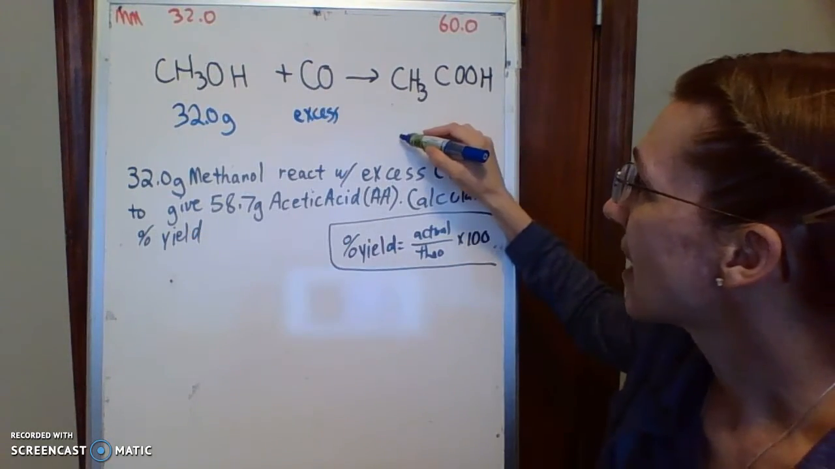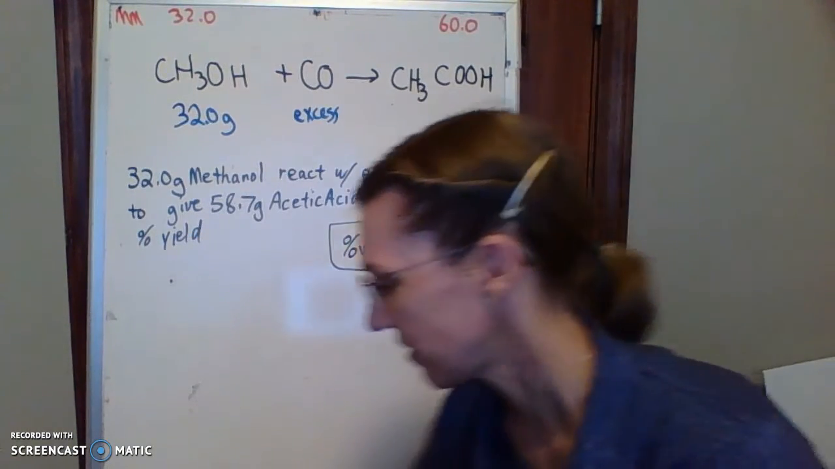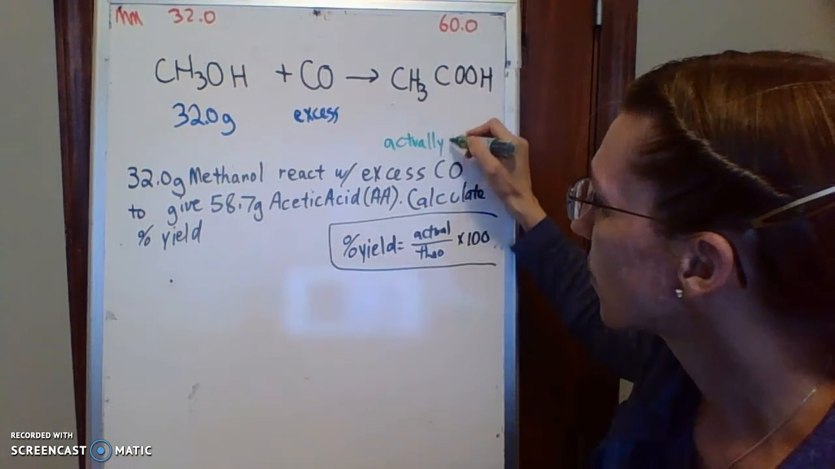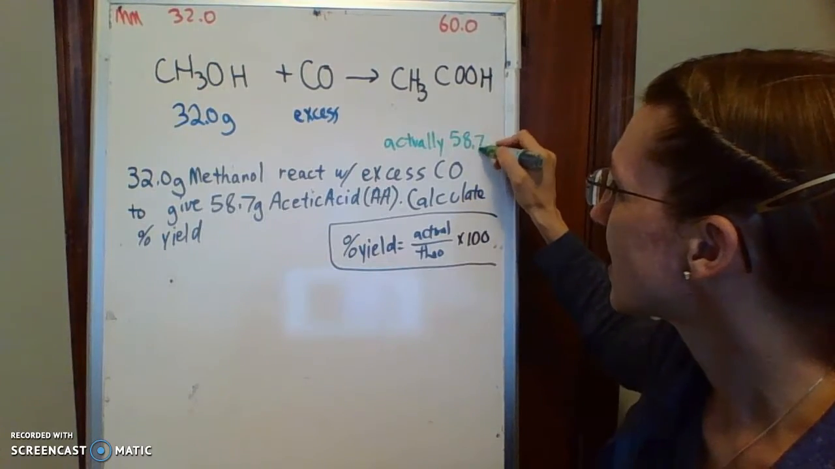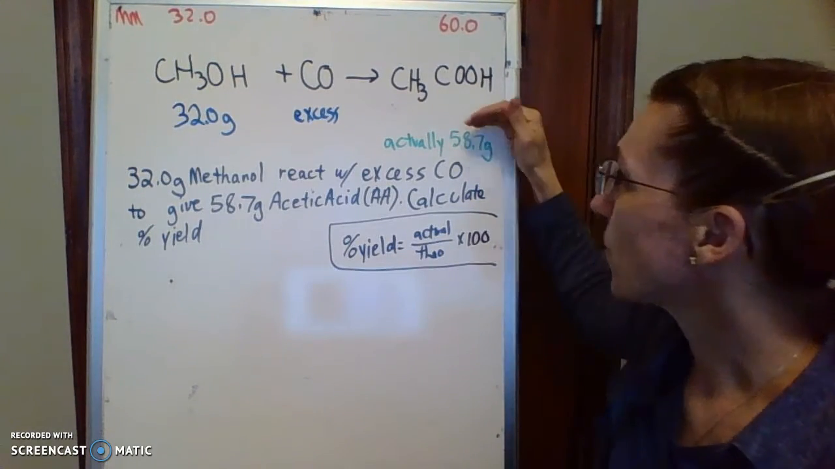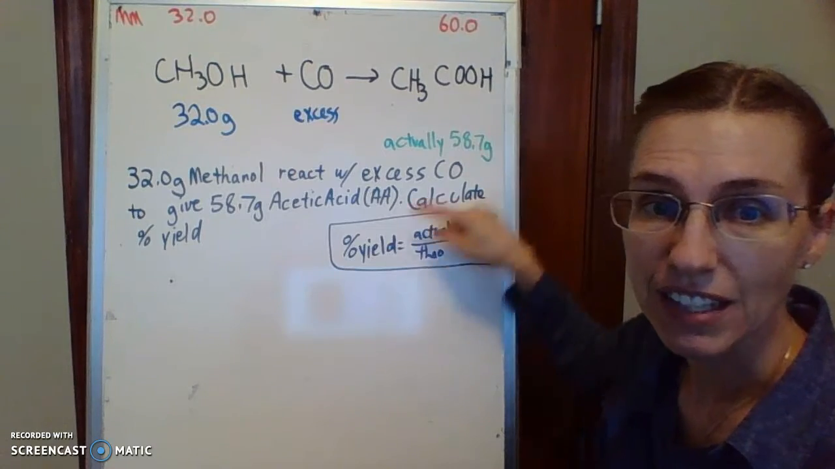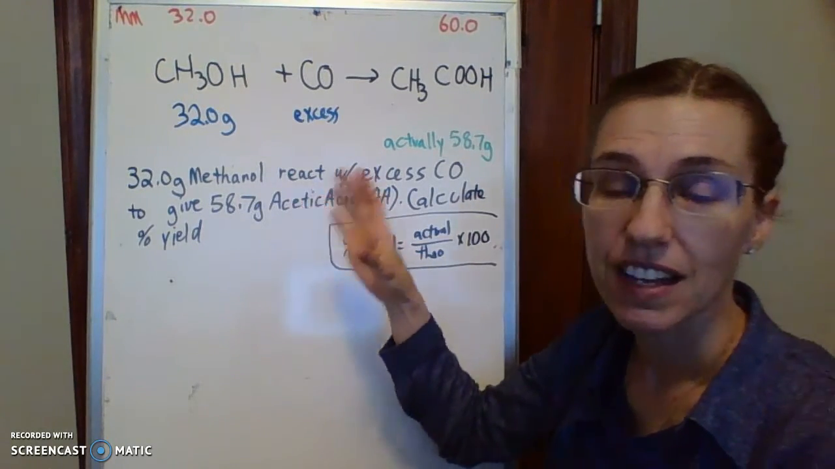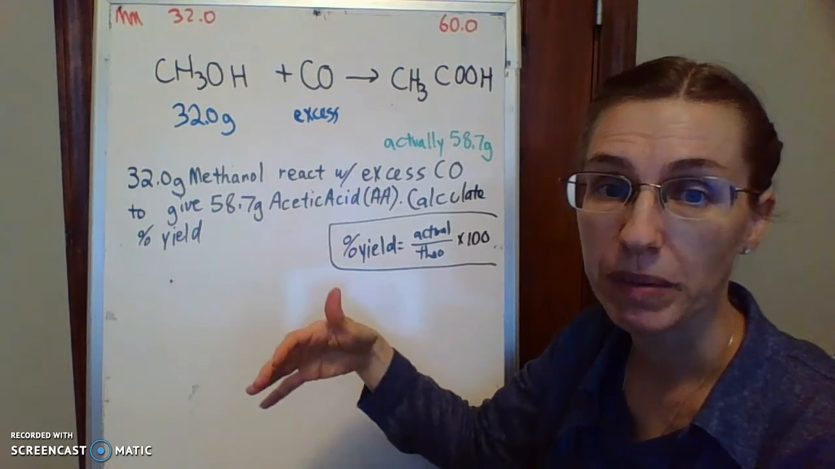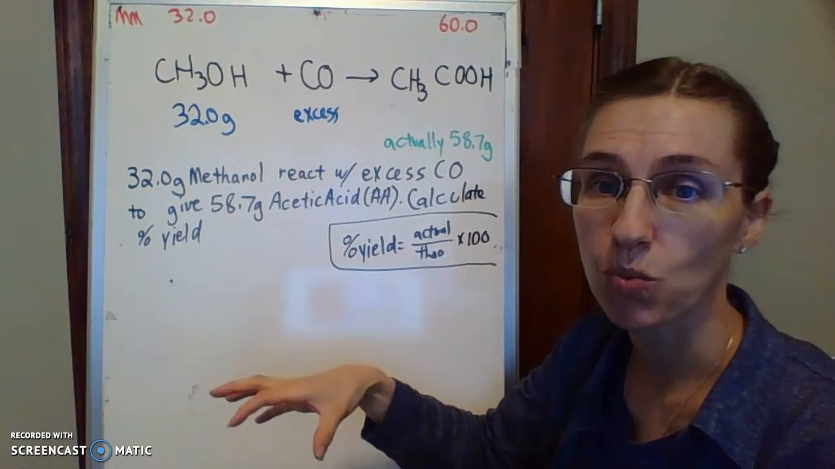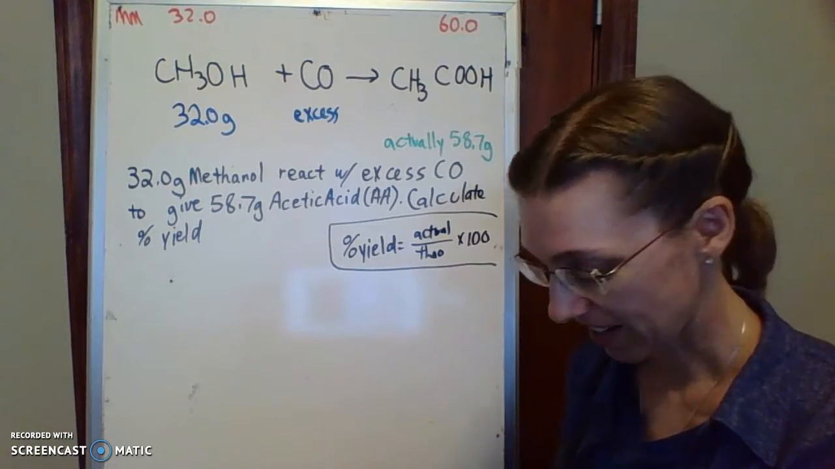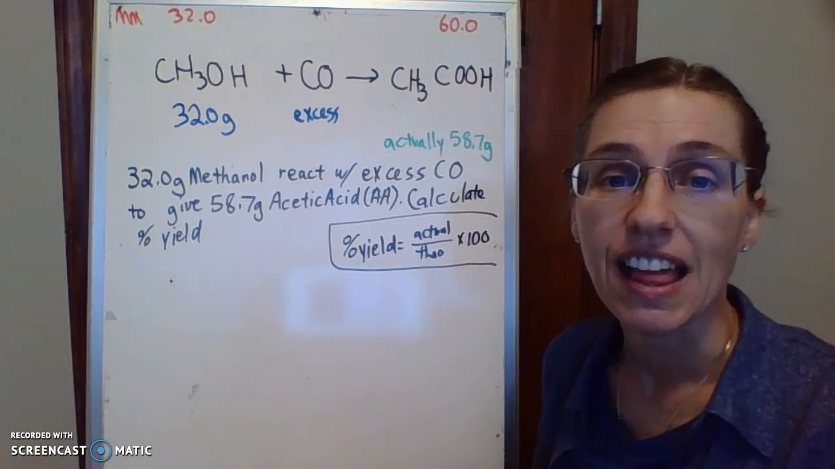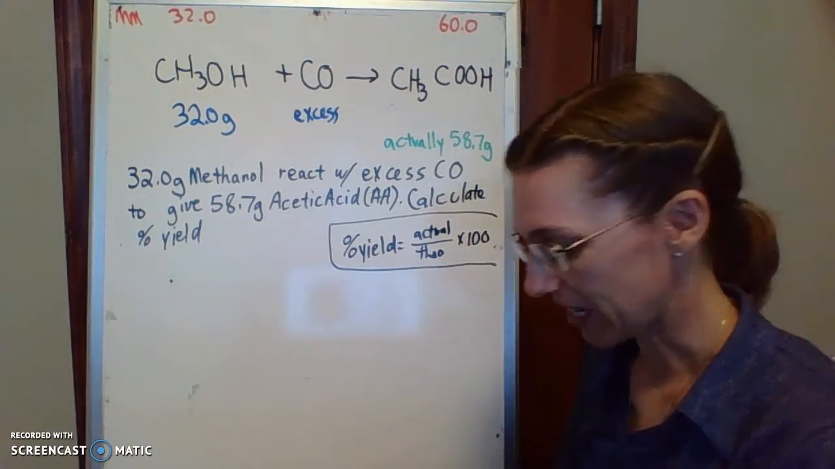And it gives us our actual yield, which I'm going to write in a different color. Actually, in the laboratory, we get 58.7 grams. Now, that's not our theoretical yield. That's what we actually got in the laboratory. So we have to differentiate the actual yield that we get from doing the experiment and what we calculate. Remember, the calculated one is the theoretical yield, and we know how to do that. So that's what this problem is really about. We have to get the theoretical yield, we have to calculate it, then we can plug it into this formula. Okay, so let's go ahead and look at that.